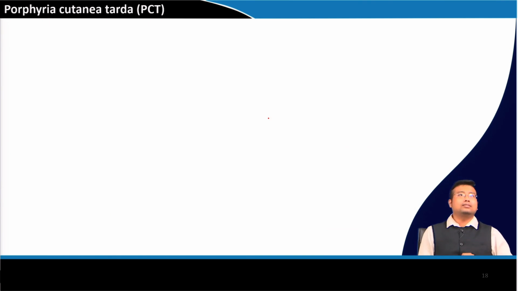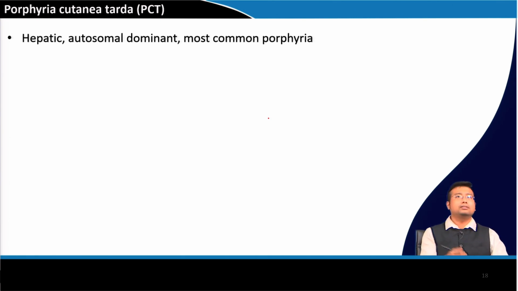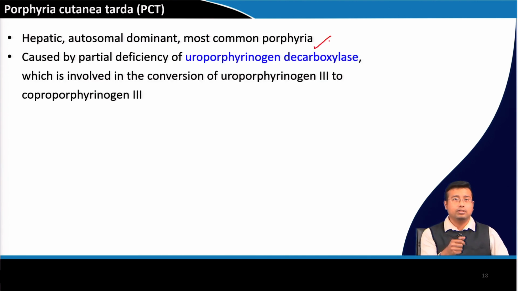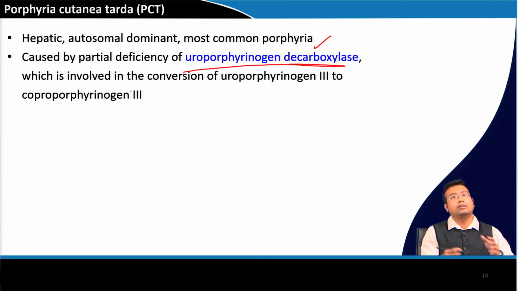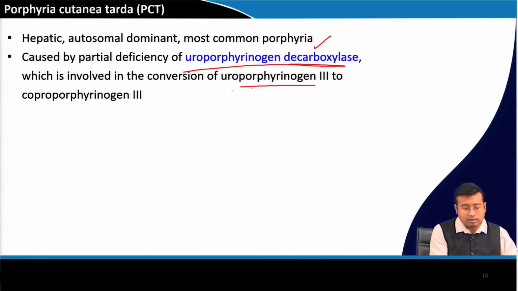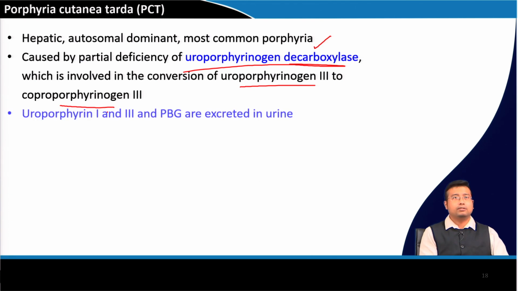The next disease that we are studying is Porphyria cutanea tarda. So, now you can just remember the names. Now, it is very easy, you can just remember what are the things that are getting blocked, what are the stuffs that are getting accumulated. Okay, so I will be just breezing through the slides and you will be able to easily relate on your own. So, hepatic, autosomal dominant and the most common porphyria, okay, Porphyria cutanea tarda, an MCQ question, caused by partial deficiency of uroporphyrinogen decarboxylase, okay, which is involved in the conversion of uroporphyrinogen 3 to coproporphyrinogen 3, right.